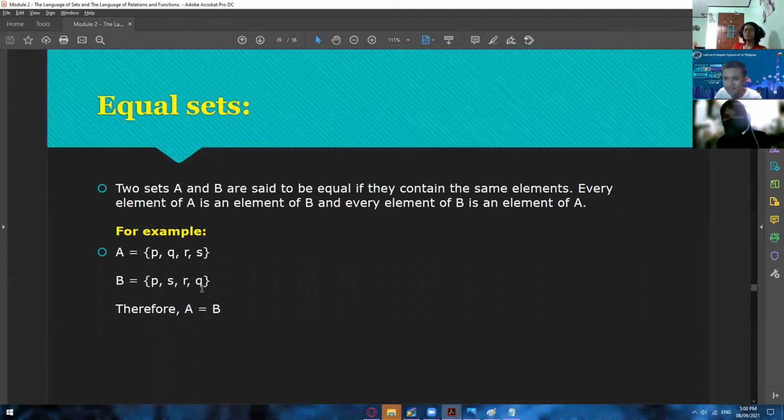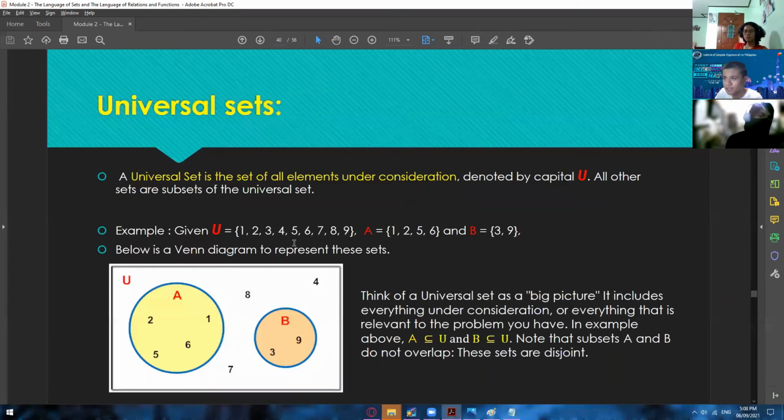Again, the arrangement in a set doesn't matter, so those two are equal. And at the same time, you could say that they are equivalent also, since they have the same count of elements, or they have the same cardinality. So I hope we're clear with the equal sets.